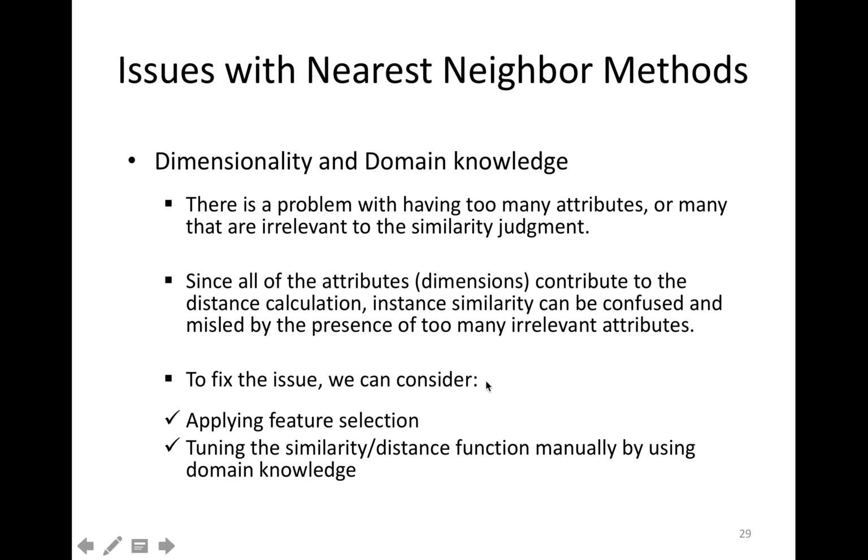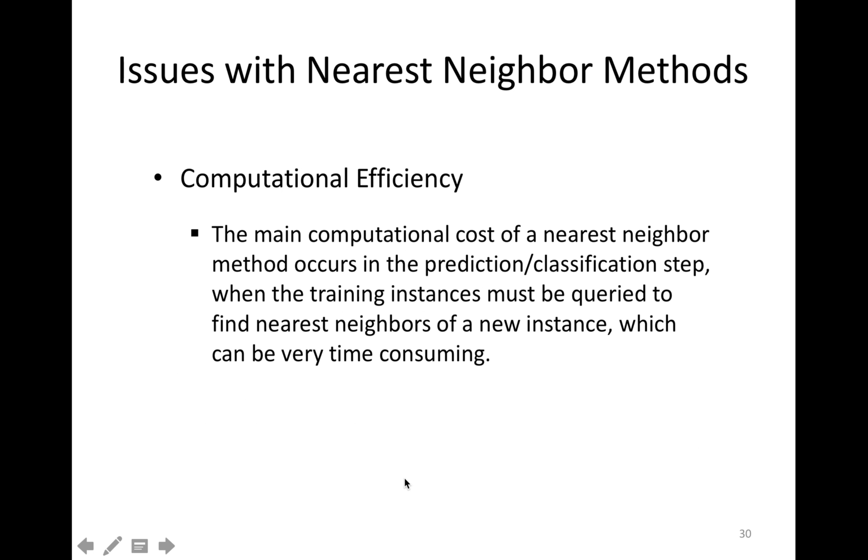The other one is time complexity and the dimensionality issue. Because distance functions are all based on attribute calculations, not a decision tree, which may deprioritize or prune out some attributes that don't have predictive power, with this approach even an attribute that's very noisy will still be used. So be very careful with what you select. You could also think about using domain knowledge to do feature selection and also adjust your similarity and distance function. And lastly, as we already mentioned, this can be computationally very time-consuming.